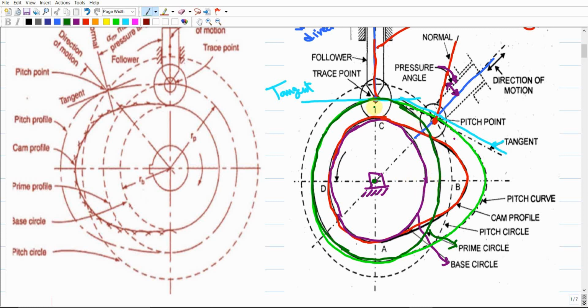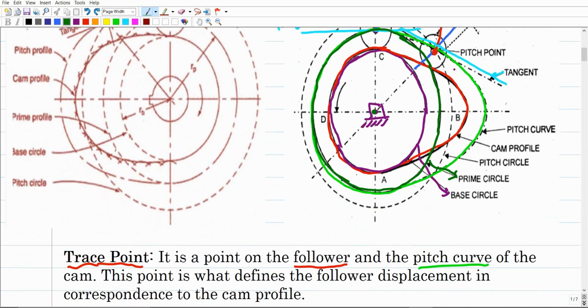This offset distance, as you can see, should equal the radius of the roller. So in case we are using a roller follower, there should be a difference between the prime circle radius and the base circle radius. But if we are using a knife follower, there is no difference between them. In this case, the prime circle and the base circle share the same circumference; they are typically the same circle with the same radius.